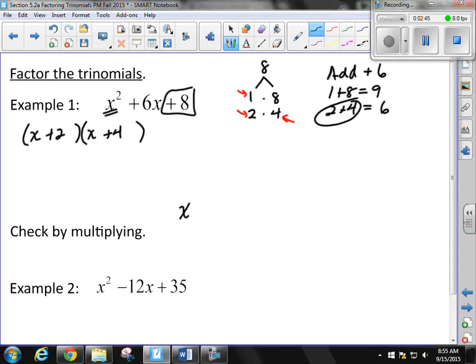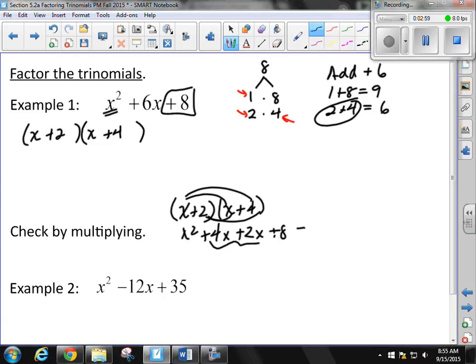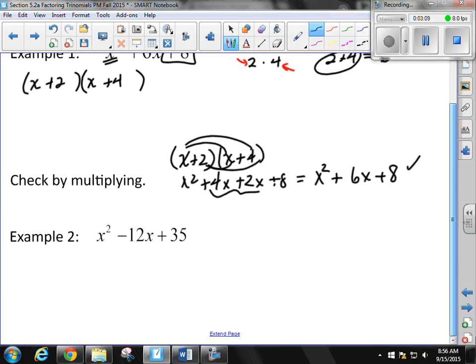And if I multiply that out to check it, I'm going to do that FOIL again. I get x squared plus 4x plus 2x plus 8. And adding my middle terms, x squared plus 6x plus 8. That was the same as my original polynomial. I know I have factored correctly. I'm going to look at one more example here.